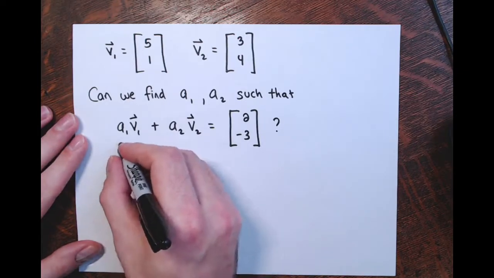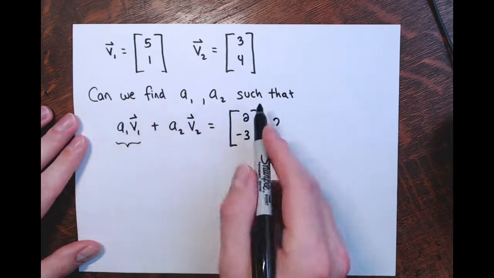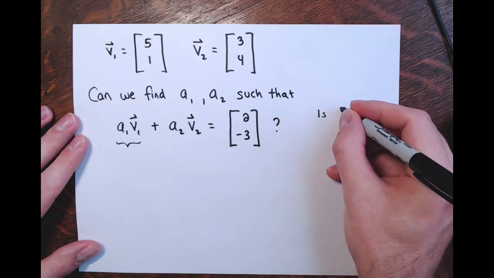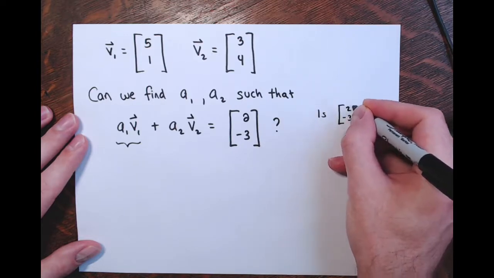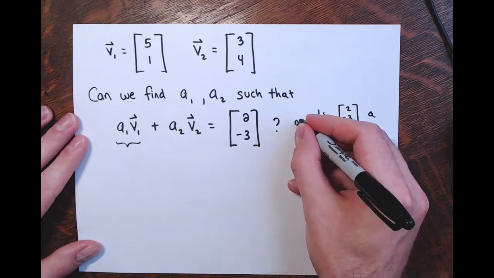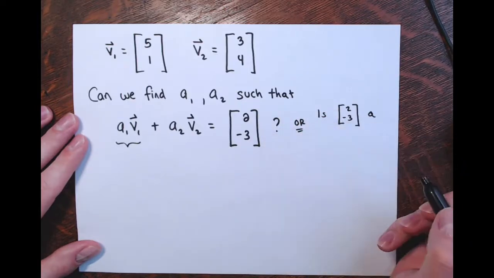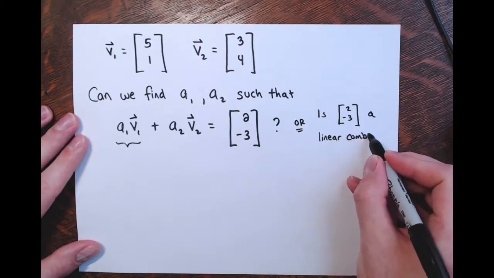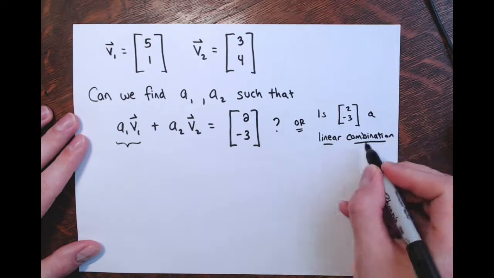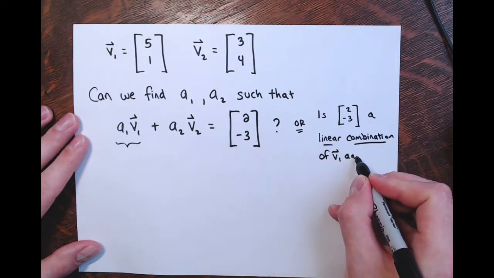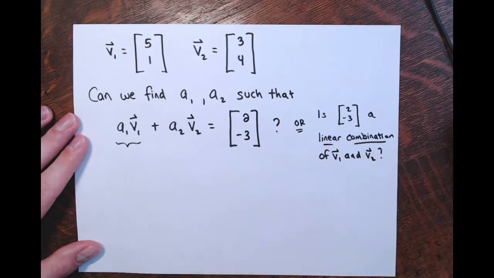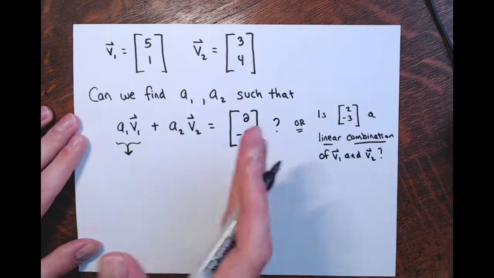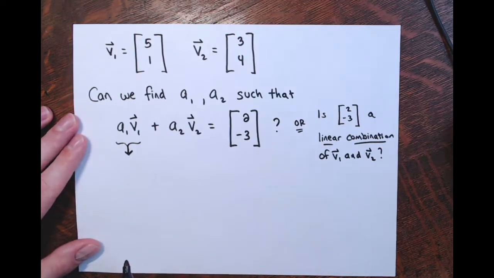So look at what happens here when we're trying to answer this question. Another way to ask this would be to ask, is this vector 2, negative 3 a linear combination of the vectors v1 and v2? That's another way to ask this same question. All right, so let's see what happens when we ask that question. Is one vector a linear combination of another set of vectors?